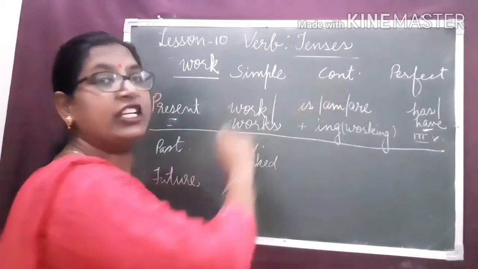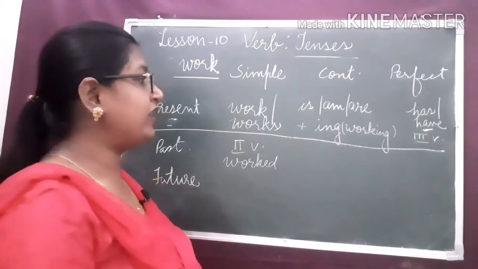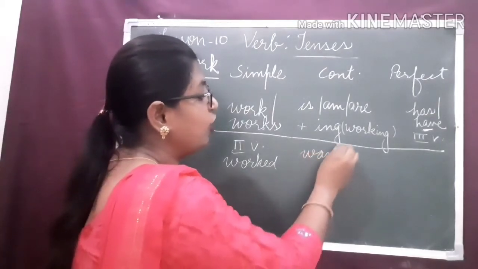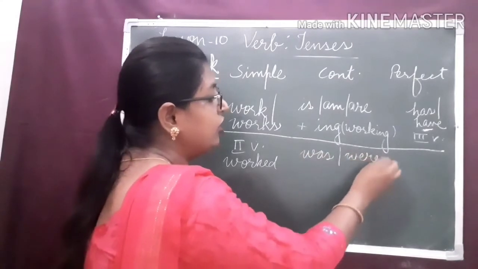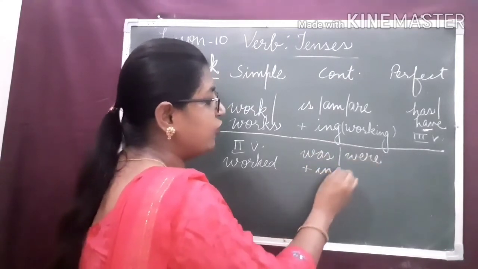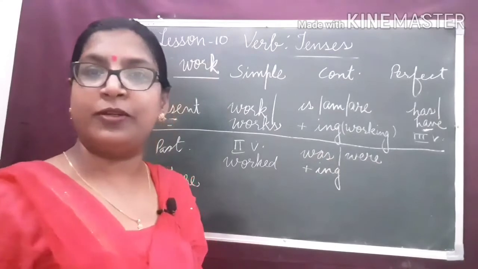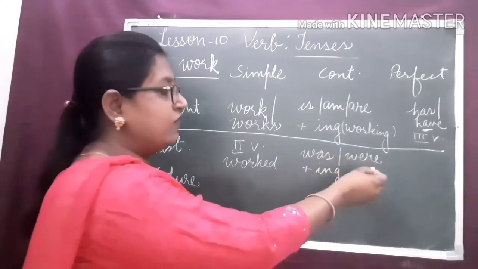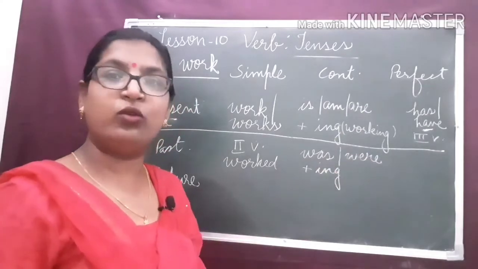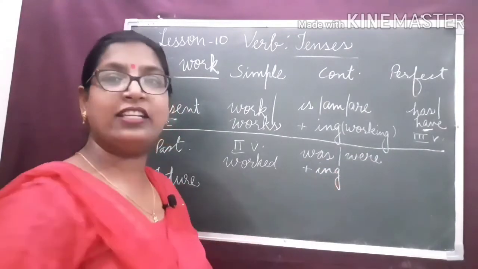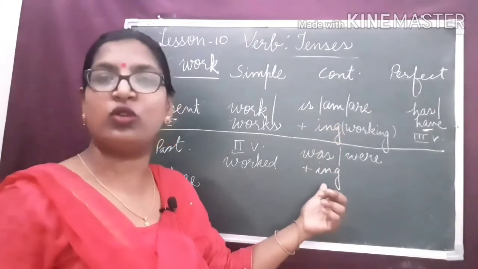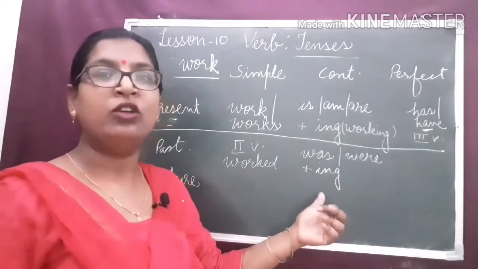In past continuous tense, dear children, we use the helping verbs was or were plus ing form of the verb. If the subject is singular, we use was. If the subject is plural, we use were and ing form of the verb. Already I told you, in all the continuous tenses we use ing form of the verb.